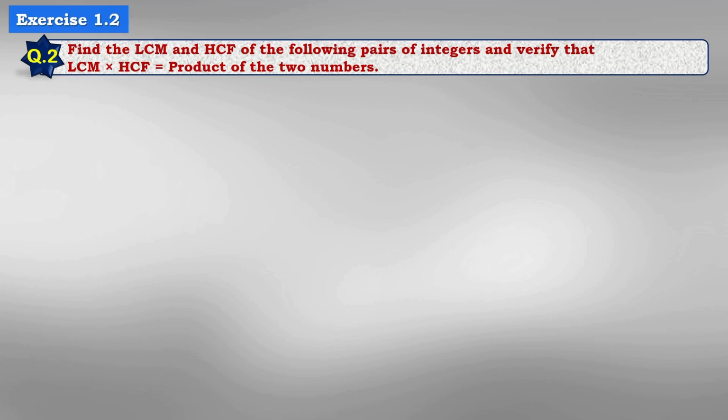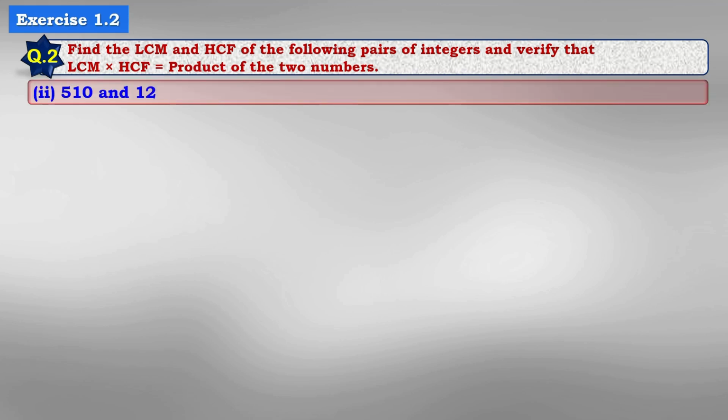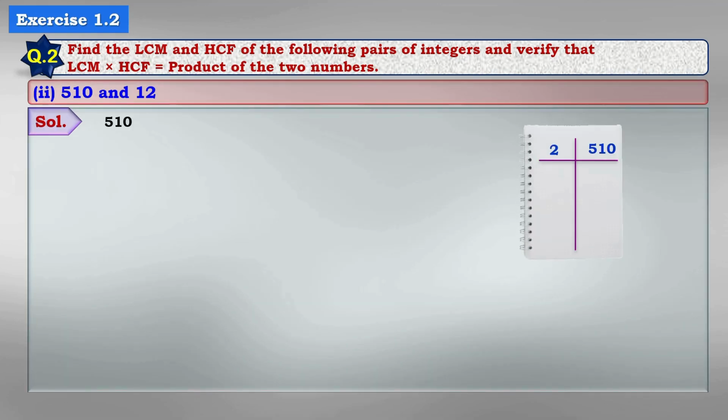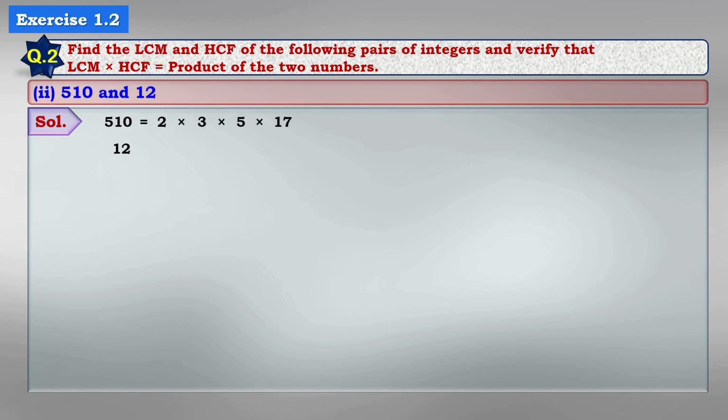Now next question is, find the LCM and HCF of the following pairs of integers and verify that LCM into HCF equal to product of two numbers. So first we need to find the HCF and LCM, then we need to verify that LCM into HCF is equal to the product of two numbers. So let us do the prime factorization of 510. Now 510 is equal to 2 into 3 into 5 into 17.